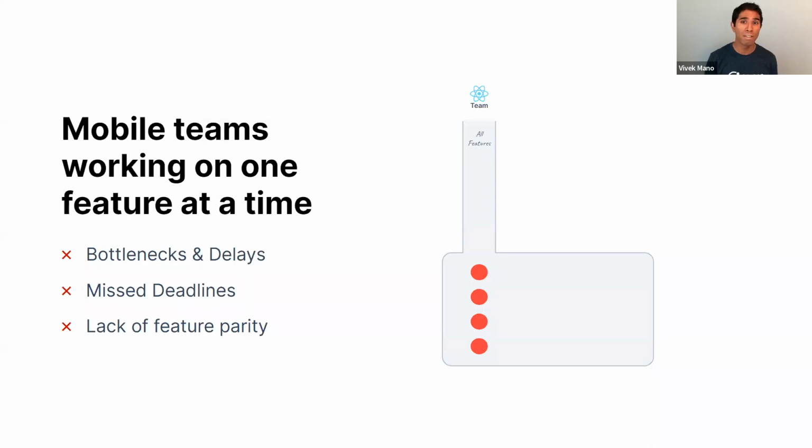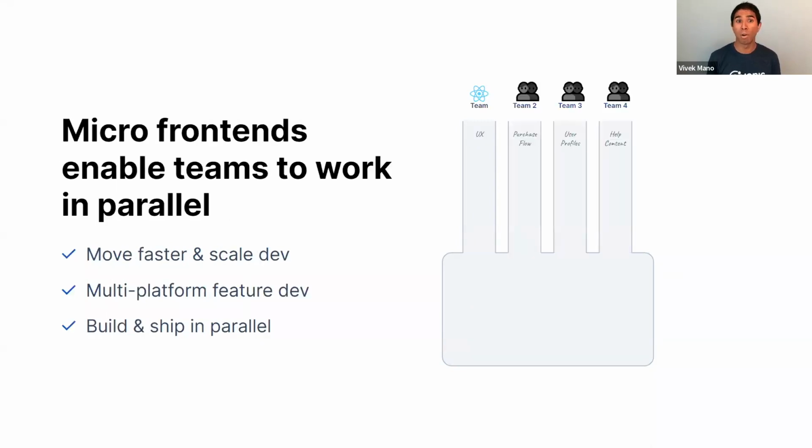What we have determined could be a great solution or right approach is to break things up and assign specific features to specific teams, freeing up the mobile team to focus on the mobile specific user experience. So that allows them to move faster and scale their development while features are available on all platforms at once.